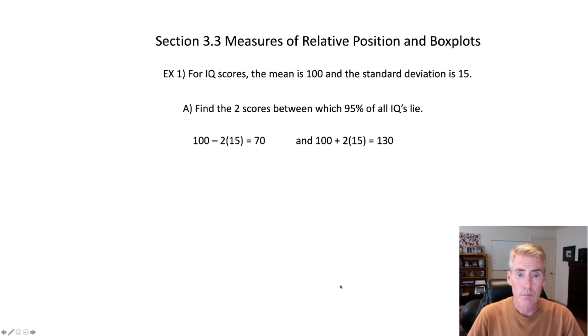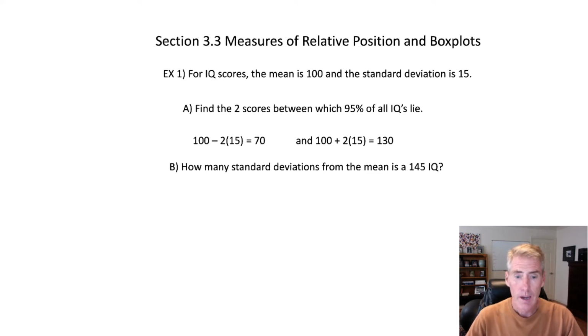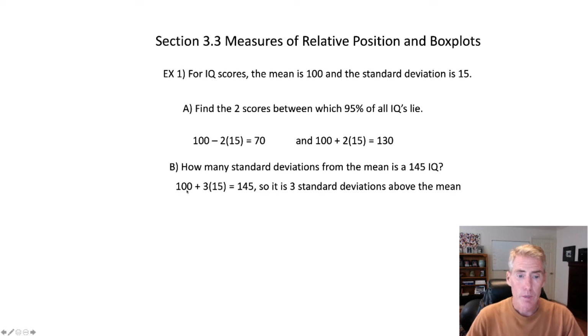If you take the mean minus 2 times the standard deviation, and also the mean plus 2 times the standard deviation, on the low end we get the number 70, on the higher end, 130. So 95% of all people, their IQ is somewhere between 70 and 130. What about if somebody had a 145 IQ? How many standard deviations from the mean are they? If you take the mean and add 3 times the standard deviation, you happen to get 145. So they are exactly 3 standard deviations above average.